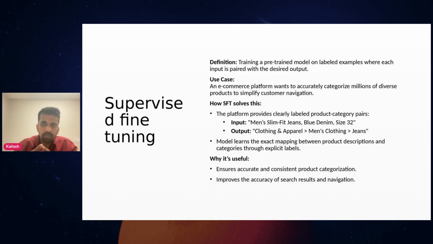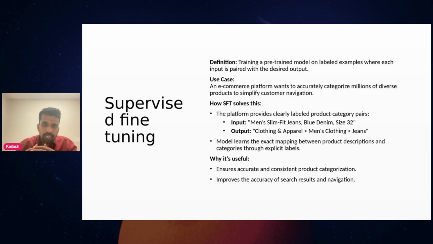Think of an e-commerce platform where they want to accurately categorize millions of diverse products to simplify customer navigation. So here we have labeled data. The assumption is we have labeled data which says that the input is men's slim fit jeans, blue denim, size 32, and the output is clothing and apparel, and it belongs to men's clothing and it comes under the jeans. So if you have such a labeled data set, you can fine tune your pre-trained model on this data set so that the model learns how to accurately classify the categories. This will be used for your production use case.